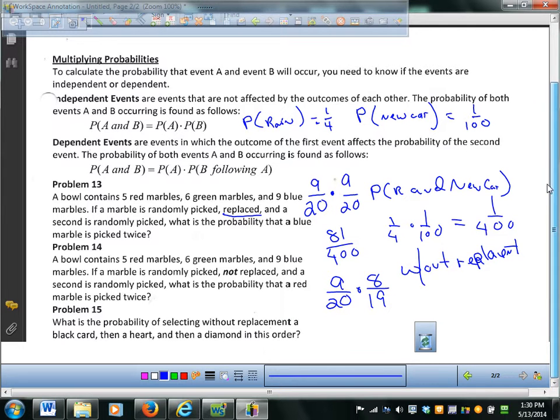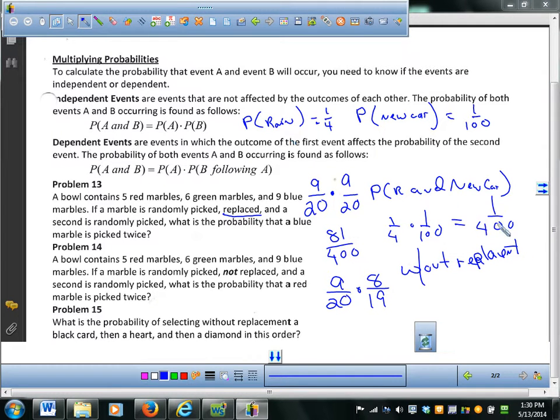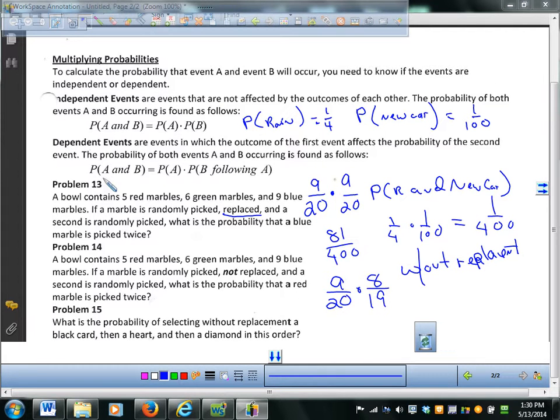So I'll let you look at some of those other ones, okay? Is that the end of the sheet? That's it on that side of the sheet. Adding probabilities. Multiplying probabilities, we talked about that. Now let's go to adding probabilities.